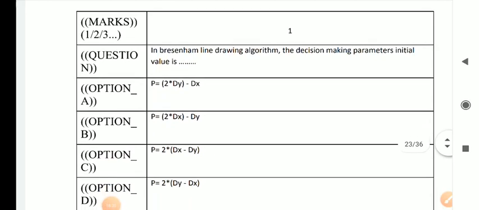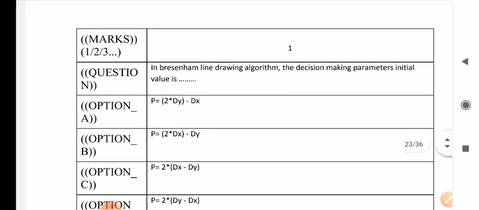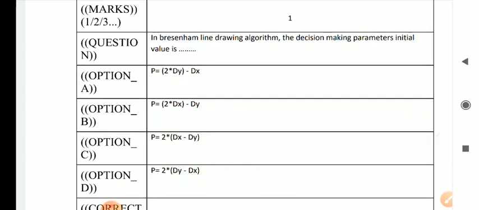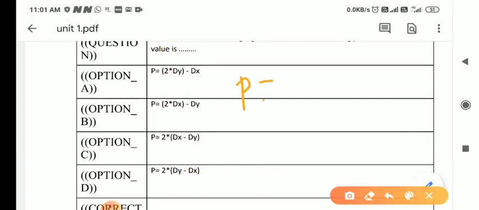Now in Bresenham's line drawing algorithm, what is the initial value of the decision making parameter? So we know that there is the decision parameter, initial p is equal to 2 dy minus dx. So see, this is the answer, 2 dy minus dx. So the first will be the answer.